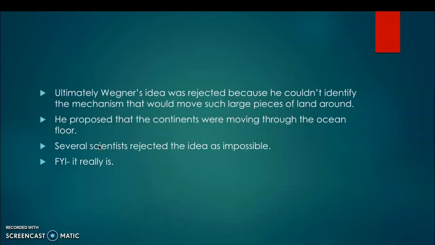So unfortunately for Wegener, his idea was rejected because there was no mechanism that he could identify that would move the land around. Remember, we're thinking that the land is still static. So he proposed that the continents were moving through the ocean floor, and this was rejected because it was impossible.